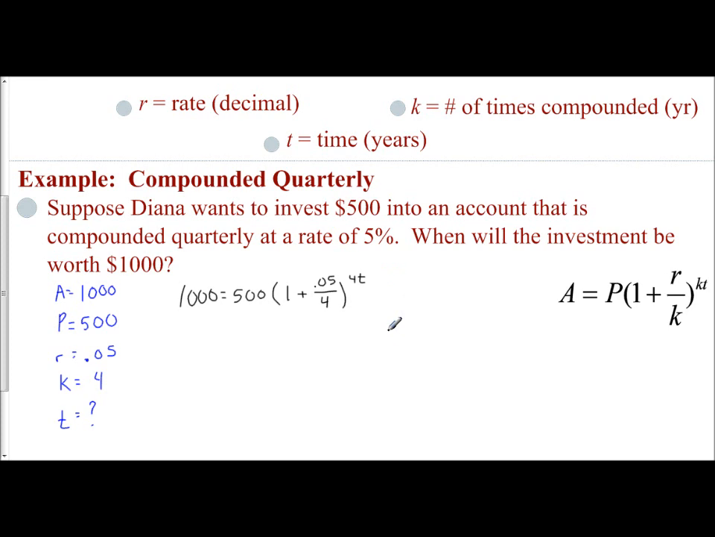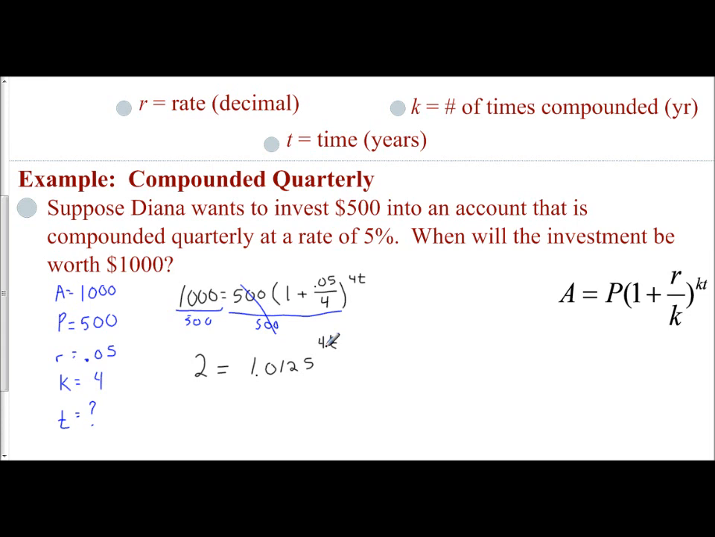To solve this, what we are going to do is isolate my parentheses. I'm going to get rid of my coefficient of 500 by dividing both sides by 500. And that's going to give me 2 equals. Now to simplify, 1 plus 0.05 divided by 4, that is 1.0125. And that is to the 4t power.